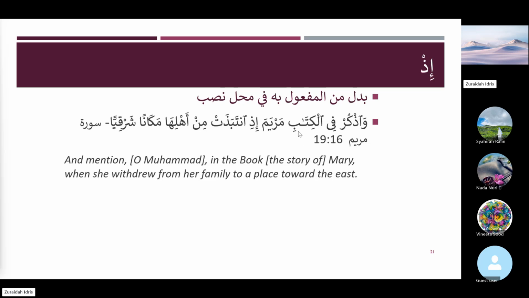Okay, so here what's happened is you already have a maf'ul bihi in this ayah, right? So we said "and mention Mary," and idh is here, like saying the same thing about Mary. We call it badal, but that special kind of badal, because it's actually describing the condition of Mary at that point of time. So she's in a state of withdrawing. She wanted to isolate herself. She wanted to seclude herself.